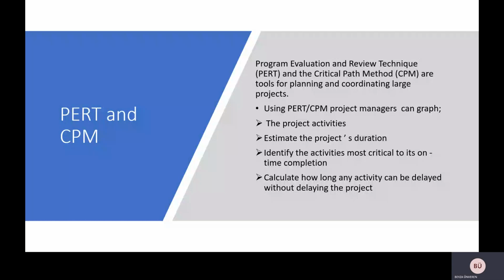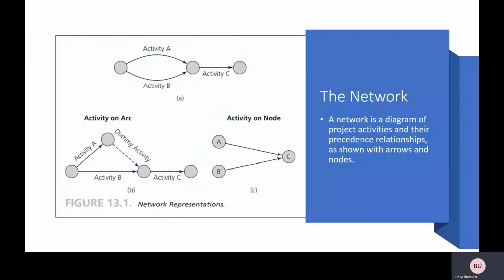The network. A network is a diagram of project activities and their precedence relationships, as shown with arrows and nodes. An activity represented by an arrow is called AOA. An activity can also be represented by a node, which is a circle, and is then called AON. Although in practice both representations are used, most project management computer programs are designed using an AON network.